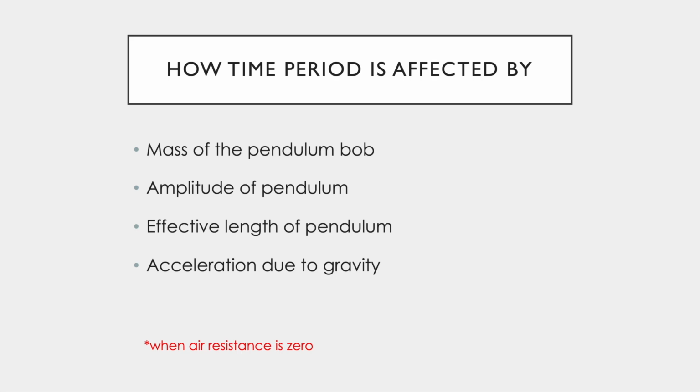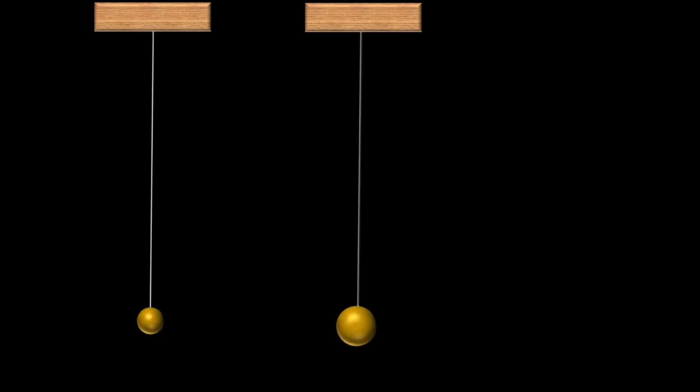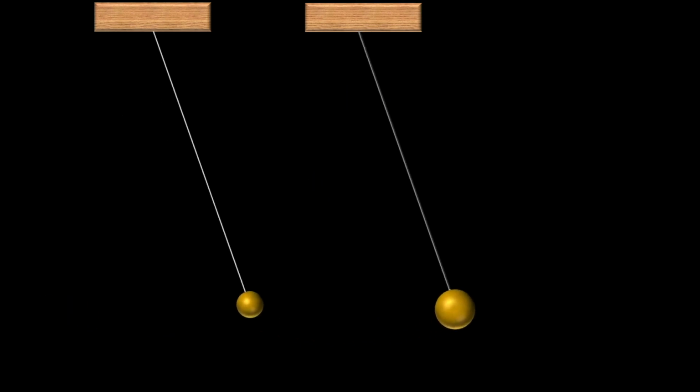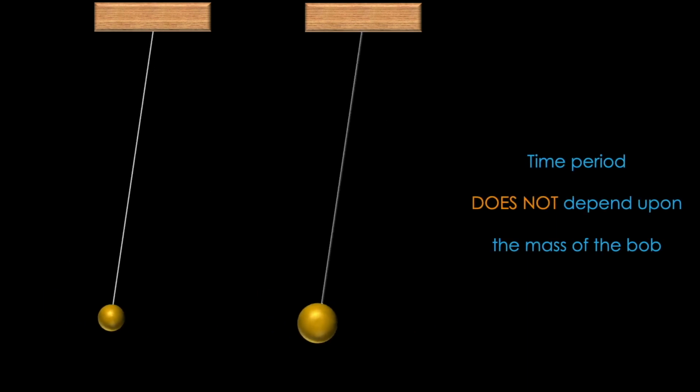So let's look at the first factor, and that is the mass of the pendulum bob. Here you can see that the pendulum on the right has a bigger bob of greater mass, and the one on the left has a smaller bob of lesser mass. However, contrary to our expectations, we find that both the pendulums actually swing with an equal time period. Now that means that the time period of a pendulum does not depend on the mass of the bob.